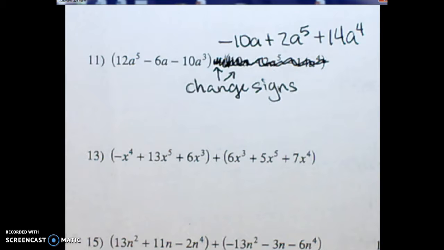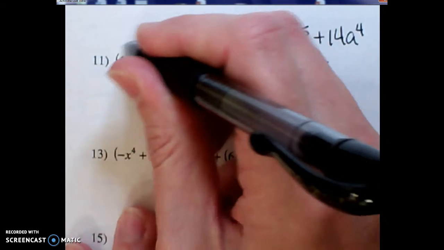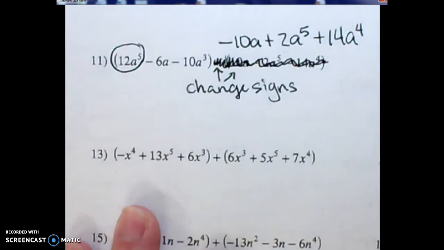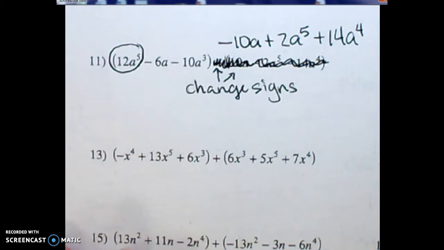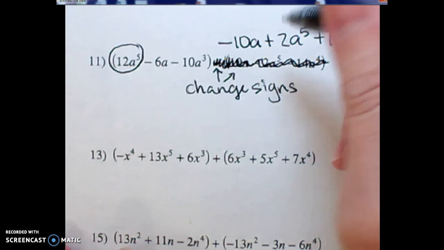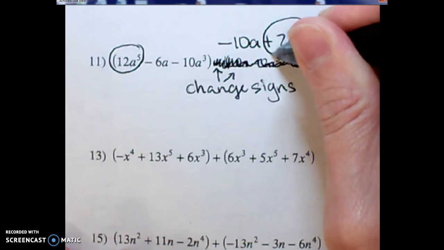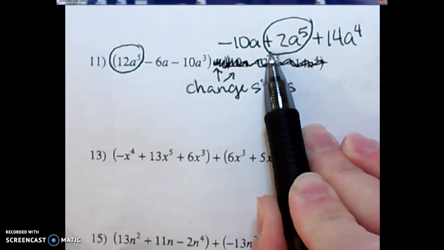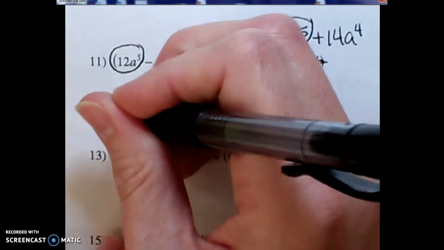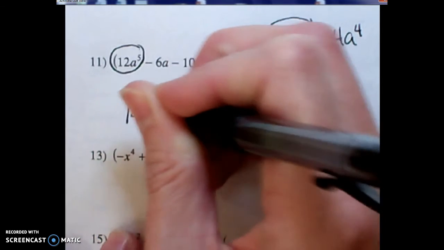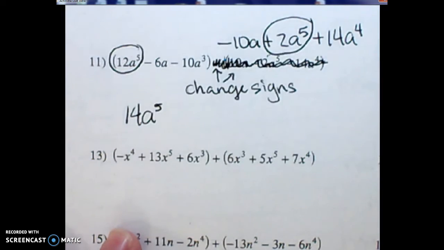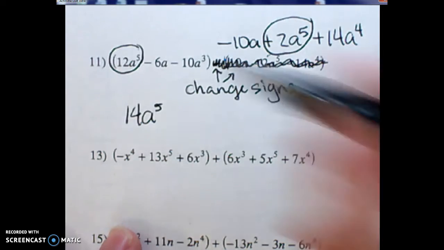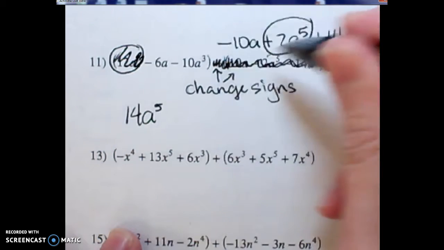From here, I'm just going to combine my like terms. So the first thing that's in my problem, I have 12a to the fifth power. Are there any other a to the fifth powers? Yes, I have a plus or a positive 2a to the fifth power. So I'm going to circle the sign in front of it, and now I'm just going to combine them. 12 plus 2a to the fifth, 14. So I get 14a to the fifth power. Once I've written them down, I'm going to cross them off.